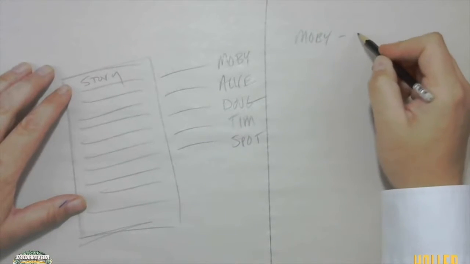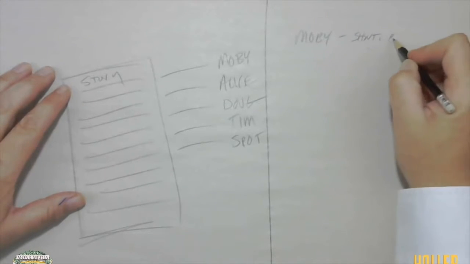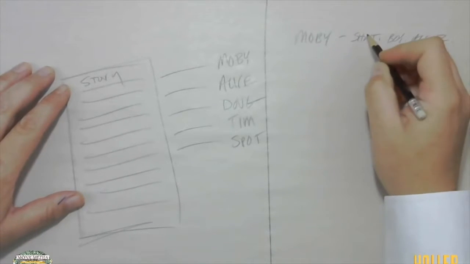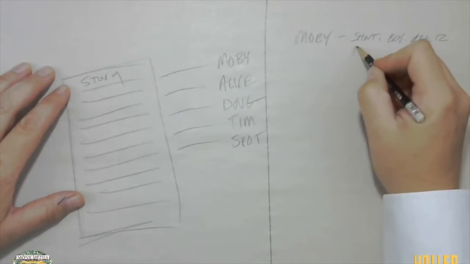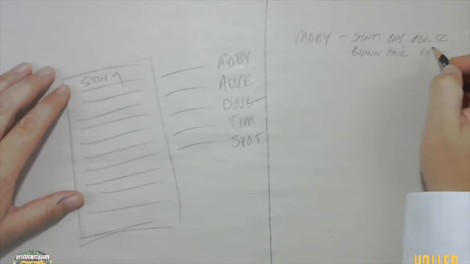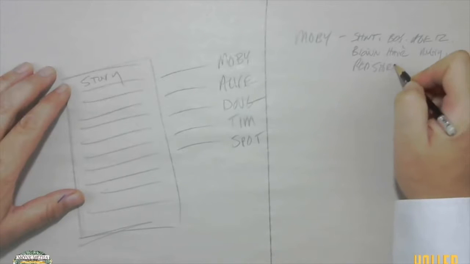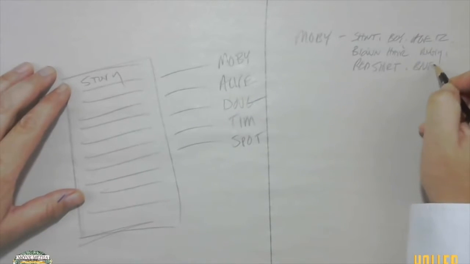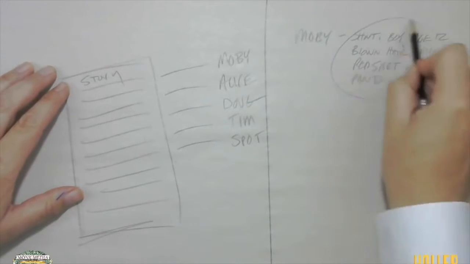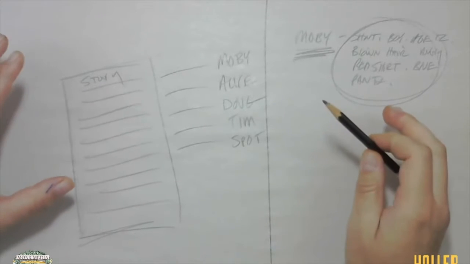So maybe Moby might be short. It's a person, it's a boy. Age, let's say 12. Let's say he has brown hair, angry, red shirt, blue pants. So we start describing our character. The more descriptive words you have for a character, the more accessible that character is going to be to you.